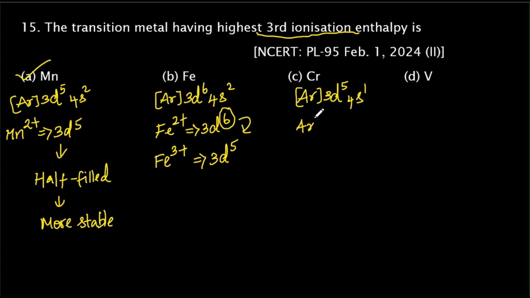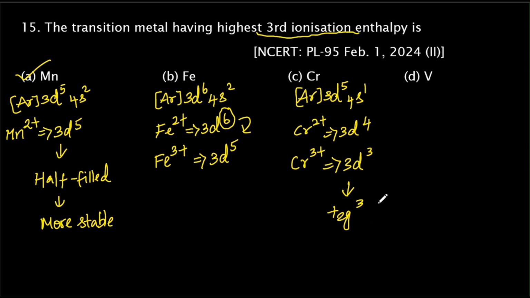So after the removal of 2 electrons, chromium in +2 oxidation state will become 3d4. Here also, after the removal of the third electron, Cr3+ will have 3d3 configuration, which is the half-filled t2g3 configuration. I mean in t2g3, the half-filled t2g level configuration is more stable. So here also the removal of the third electron will give a stable configuration. So this one is also easy.